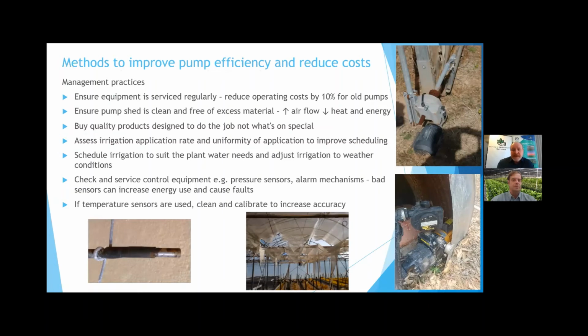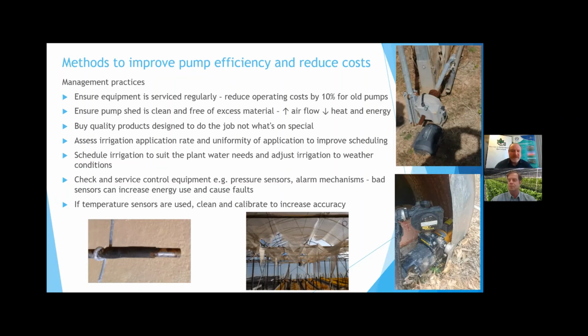And these can be just as effective as physically replacing equipment. So you've got to ensure equipment is serviced regularly as per manufacturer's recommendations. Poorly serviced equipment can actually use 10% more energy to overcome the heat and the friction within the bearings. Make sure that there is sufficient airflow around the pump, and any motors or even refrigeration condensers will benefit from this as well. Insufficient airflow will increase the heat within the motor, and the hotter the motor, the more energy is needed to do the same job.